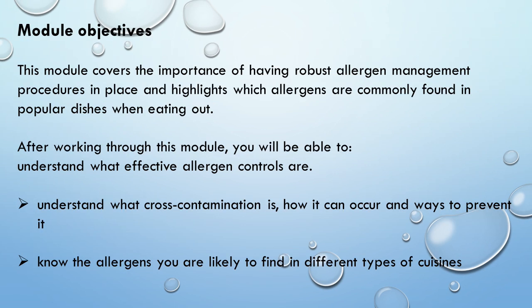What are the objectives of this module? This module covers the importance of having robust allergen management procedures in place and highlights which allergens are commonly found in popular dishes when eating out. After working through this module, you'll be able to understand what effective allergen controls are, what cross-contamination is and how it can occur, and ways to prevent it. You'll know the allergens you are likely to find in different types of cuisine.